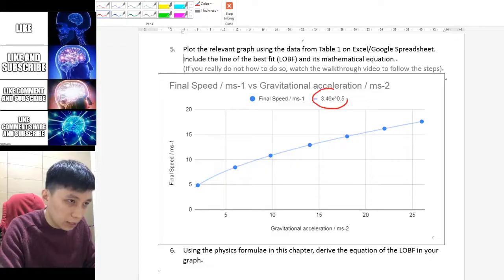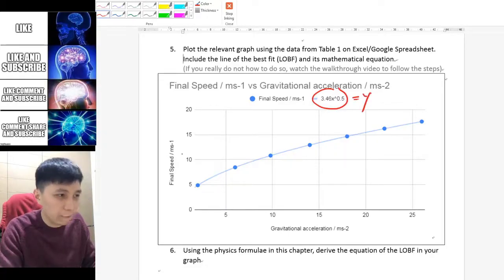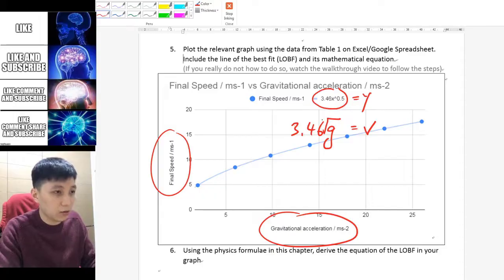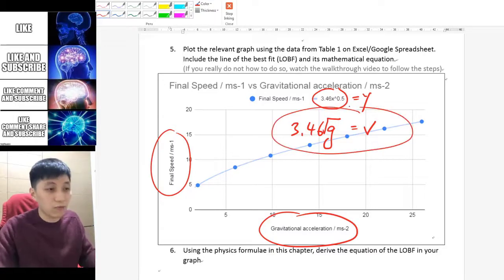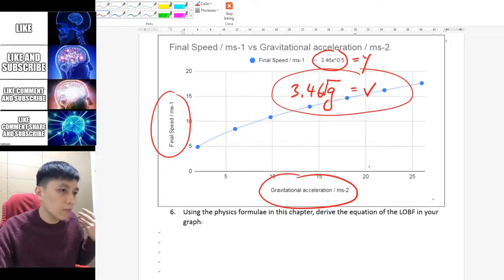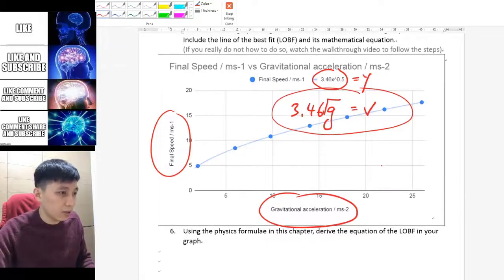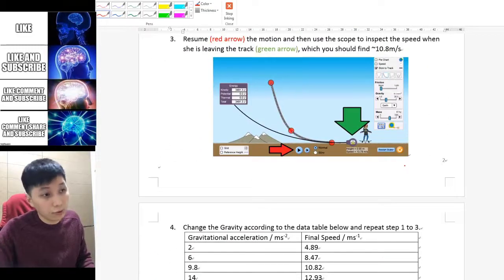So if you look at this, again, this equals y, and if you look at what y and x will represent, basically it means 3.46 times the x, which is g, square root equals v. So something like this, right, we want to see. And so think about the physics formula that you can describe in this system. If you haven't done that, I will allow you to pause the video and try first.